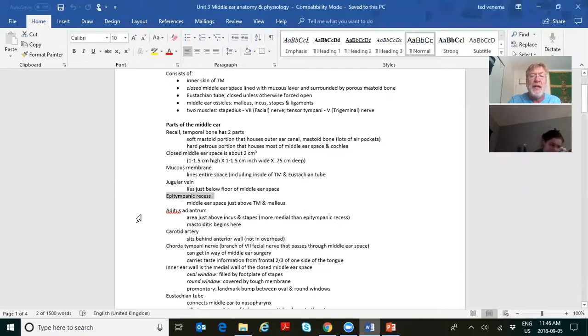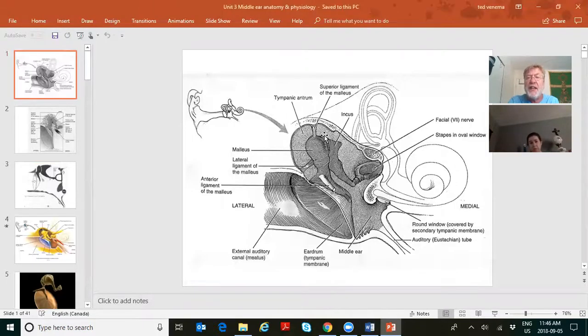Back to your notes. You have another space here called additus ad antrum. Additus ad antrum is the area just above the incus and the stapes. It's a little bit more medial than the epitympanic recess. What do we mean by that? This is the epitympanic recess. This is the additus ad antrum. It's a little bit more medial. Medial meaning lying toward the center of the head, not lateral. Lateral is to the side, medial is to the middle. And mastoiditis begins here.